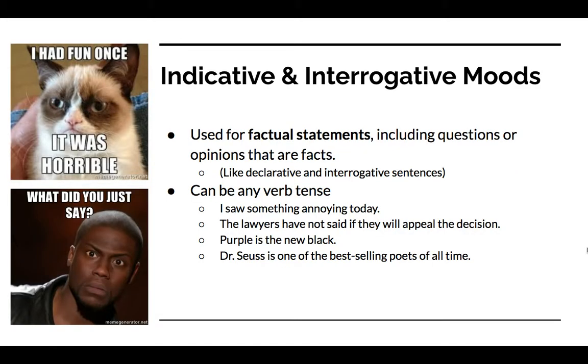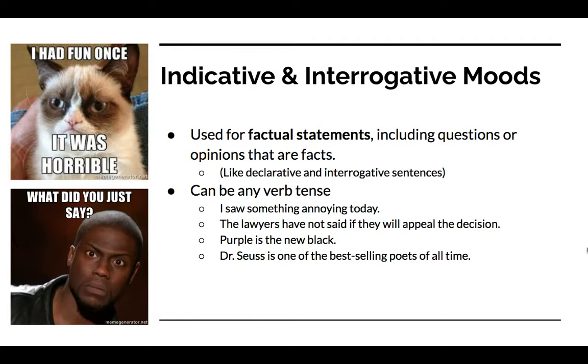Okay, so let's begin with the indicative and the interrogative moods. These are the 2 that I told you probably sound the most familiar to you. The indicative and the interrogative moods are used when you are giving factual statements, including questions, because a question can still be a factual statement, or opinions that are actually facts. So I put in parentheses here, these are like declarative and interrogative sentences. Remember, declarative sentences end in a period, and interrogative sentences end in a question mark. Okay, so that's going way back to 6th grade.